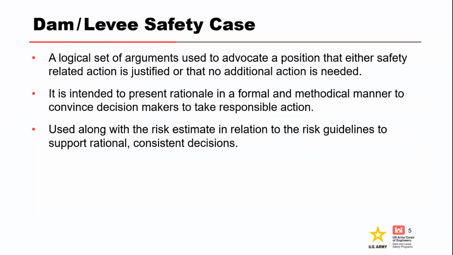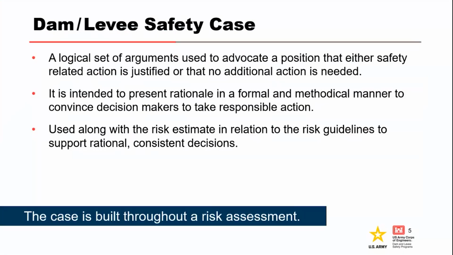We use this case to present rationale in a formal and methodical manner so we can convince decision makers to take a responsible action. We use this along with the risk estimate in relation to those risk guidelines and tolerable risk guidelines that we have to support rational and consistent decisions, particularly across an entire portfolio of projects. We do that throughout our risk assessment. We start by documenting early on the background of our projects, all the way through to calculating the risk values at the end.